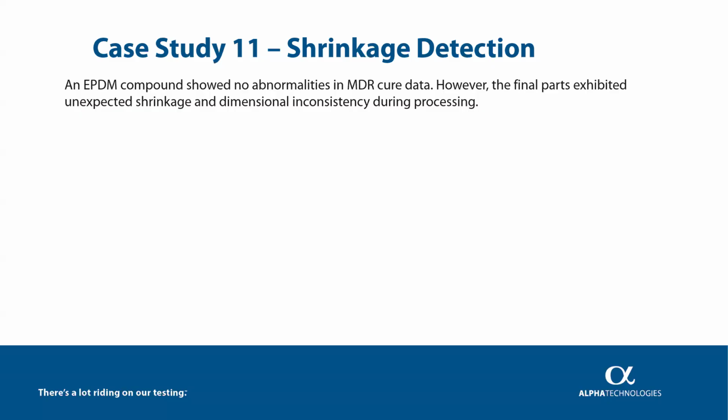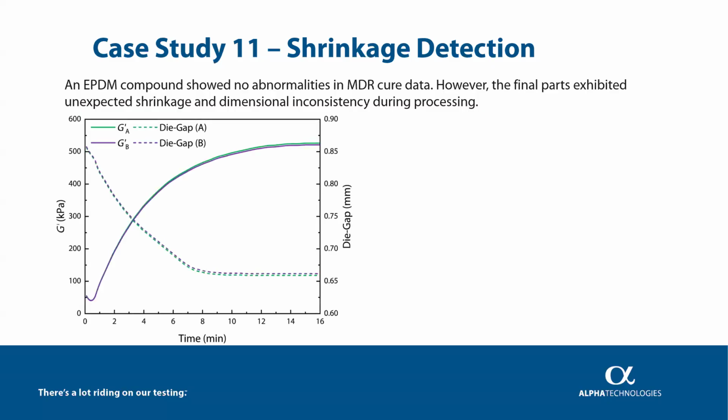To investigate this issue, we ran a standard isothermal cure test using the RPA Plus. As expected, it mirrored the MDR results, no significant differences in conventional cure parameters. However, what makes the RPA Plus unique is its die gap sensor, which continuously tracks sample thickness during testing on the right-hand side. During the cure process, you typically expect a reduction in thickness as cross-linking occurs. And in this case, the die gap data didn't show any major difference between samples during curing.